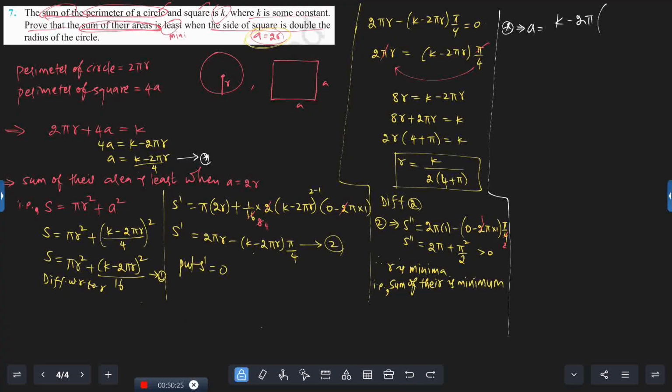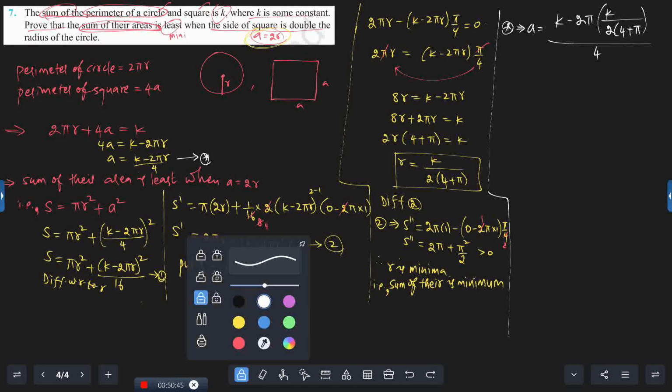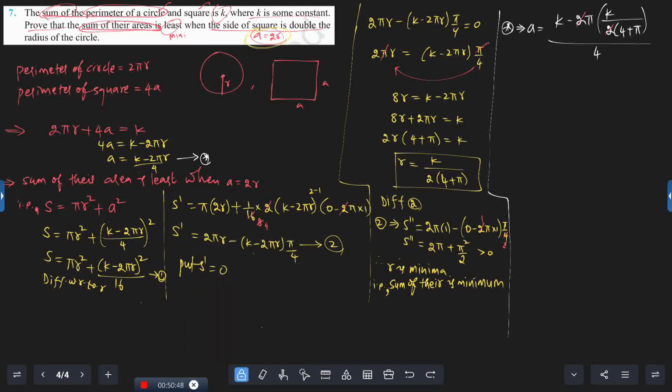So K minus 2 pi R. What is the R value we know? Here we have the R value. Take the R value, substitute: K divided by 2 into 4 plus pi, whole divided by 4. Right, fine. Now you can cancel this 2. These two you can cancel, and the remaining 4 plus pi you can cross multiply.